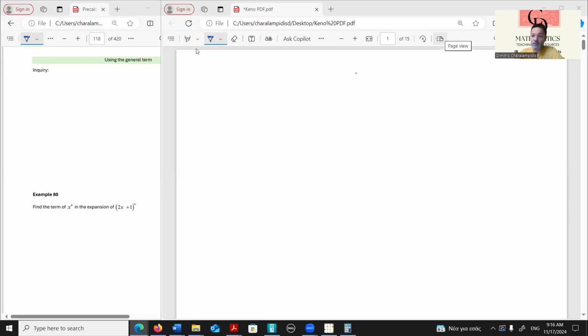But in order to understand what the general term stands for, we should start with the formula and the expansion of a binomial. So, assuming that we have this binomial, a plus b to the power of n, we know that if we want to expand it, we should be writing this.